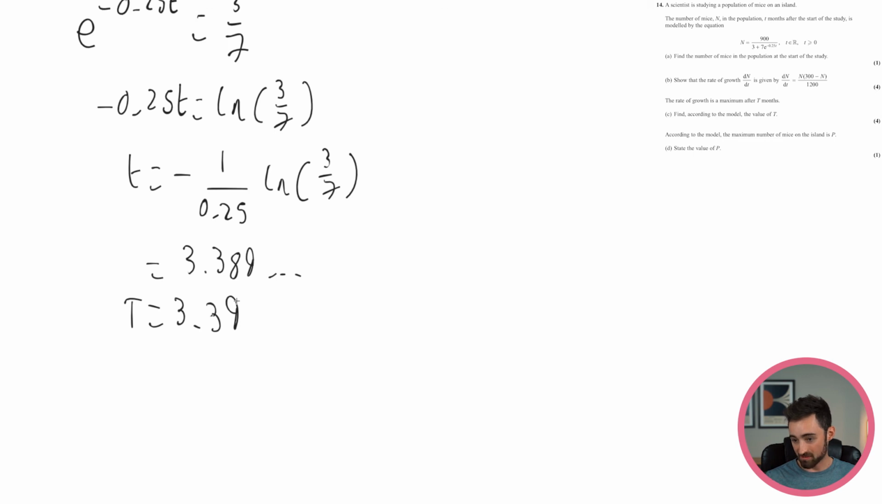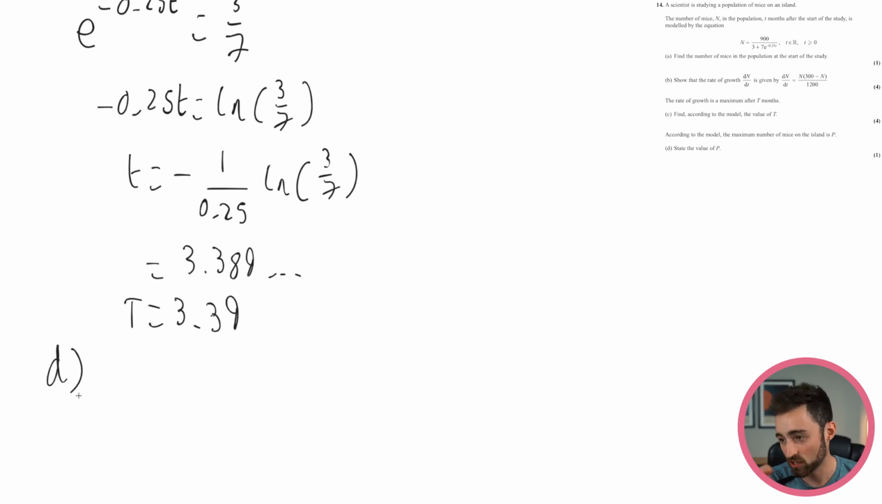So what is the last bit? We only have one mark to go at the end, which is nice. So state the value of p. Okay, the maximum number of mice on the island is p. State the value of p. Well, essentially, how are we going to... So we know what n is equal to, okay? So then it's just the case of thinking, what is the way that we're going to get this to be the maximum? Look at how n reacts to t, essentially.